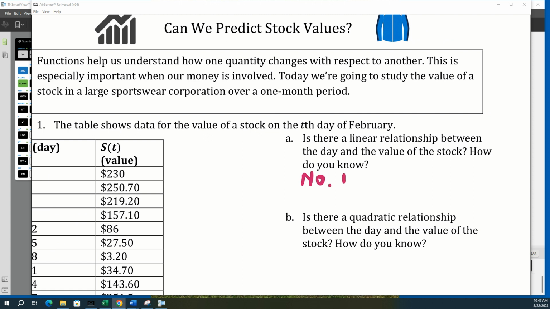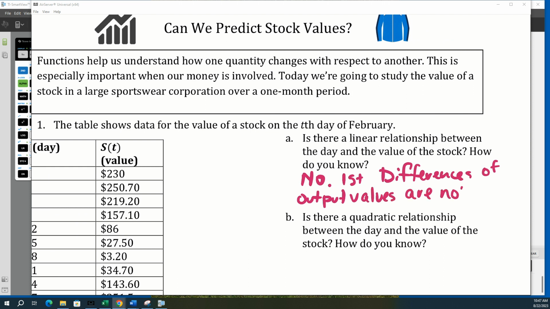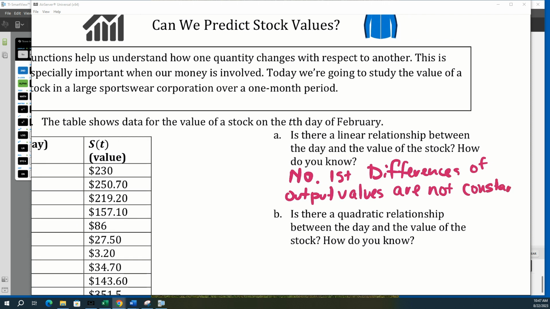So we're going to say the first differences of output values are not constant. Now, if you actually found the average rate of change by dividing each one of those by 3, then that's fine. You could say there's not a constant average rate of change.